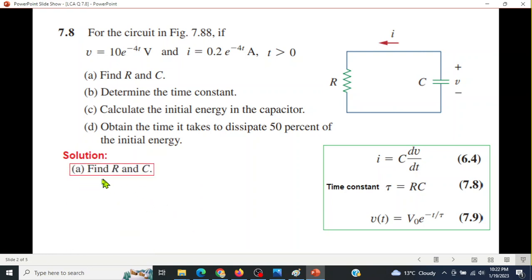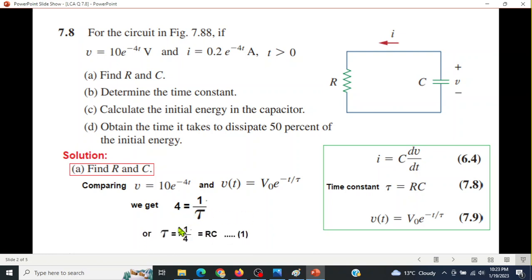Now the first part, part A, says find the resistance and the value of the capacitor, R and C. Now if we compare these two, this is the voltage given and this is the general equation. Then just compare this part. Minus minus cancels, t cancels. So what is left here is 4 and what is left here is 1 over tau. So 4 is equal to 1 over tau. And from here tau is 1 over 4, and tau is also R multiplied by C, RC. So this is our equation number 1.